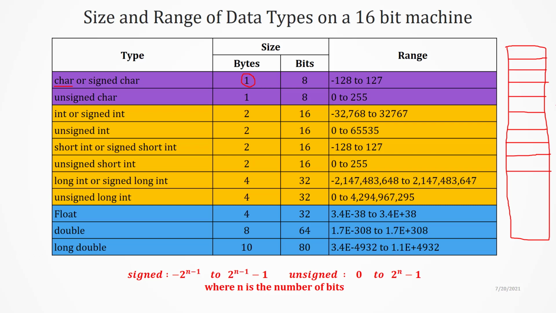Somewhere in the RAM, 1 byte will be allocated. Just imagine this byte is allocated. Suppose I am using an int. How many bytes will be allocated? 2 bytes will be allocated to store an integer. Suppose I want to store a float. So 4 bytes will be allocated to store the floating point data.